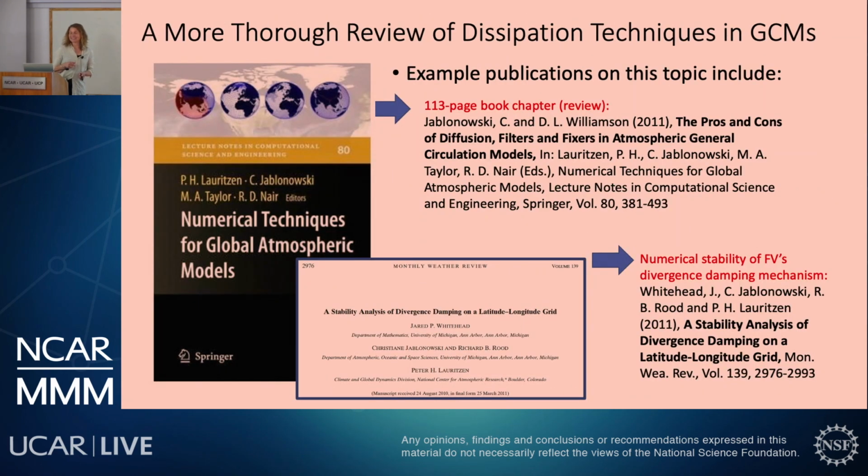Well, about 10 years ago, I got together with Dave Williamson, who was a senior scientist in CGD, and we decided that it's worth writing a book chapter on this. So if you want to know all the glory details that I don't present, I encourage you to take a look at this. This came out of an event we called DCMIP. DCMIP stands for Dynamical Core Model Intercomparison Project.